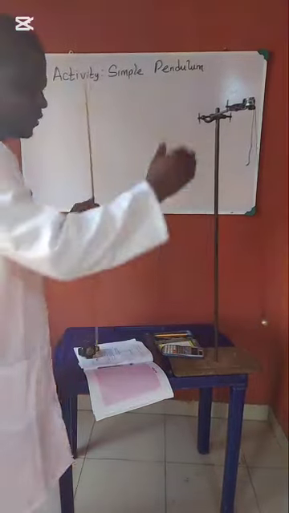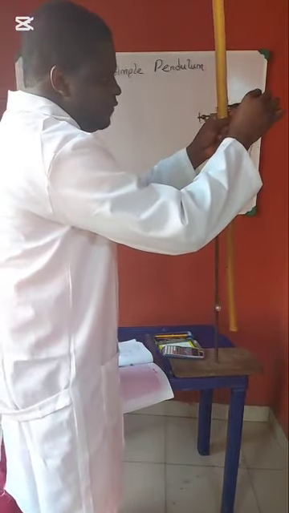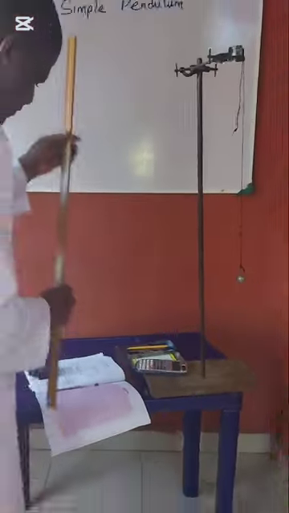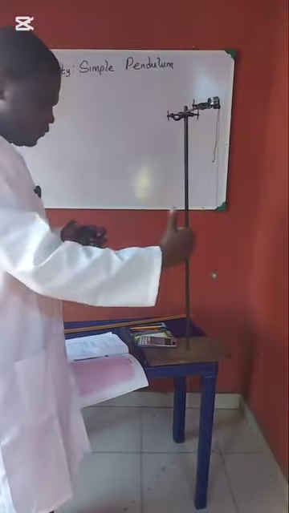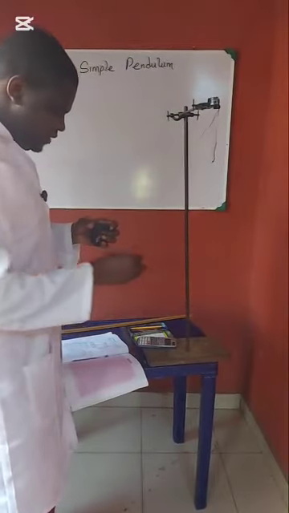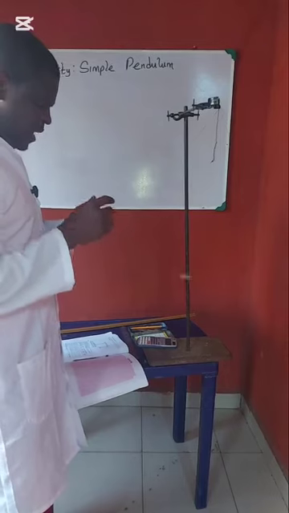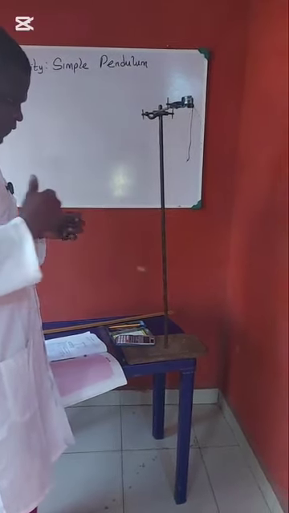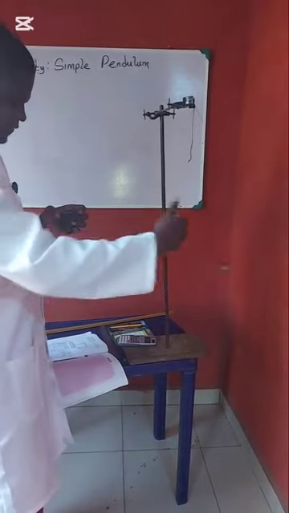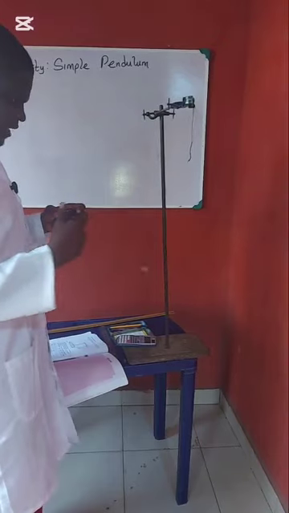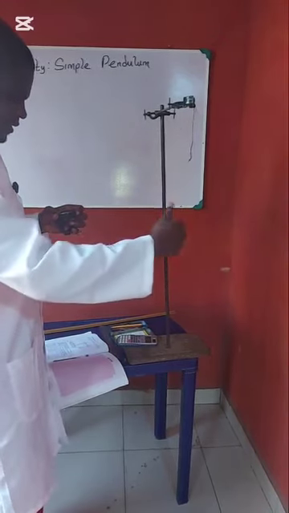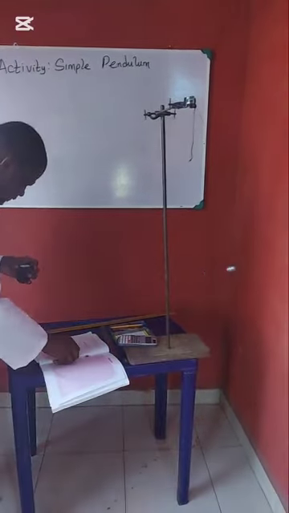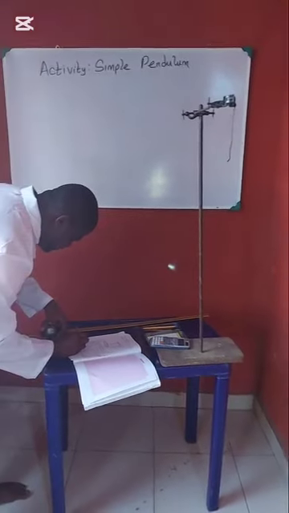So I will adjust this rope to be equal to 50 cm. It is equal to 50 cm. Then I'll allow it to move for 10 oscillations. So we start. 1, 2, 3, 4, 5, 6, 7, 8, 9, 10. So I have 14.12.